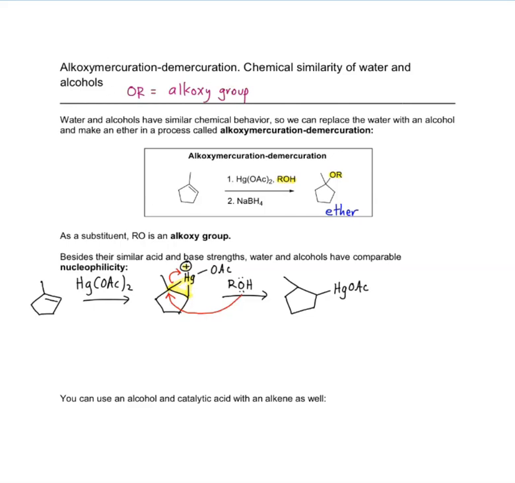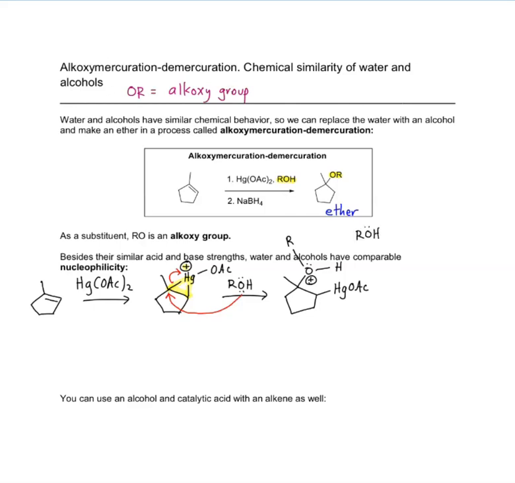So that opens the ring, and gives us this intermediate. Now I'm going to redraw this a little bit to make it clearer. Instead of having two protons attached to that oxygen, there's only one, and that's going to be the one that gets removed.